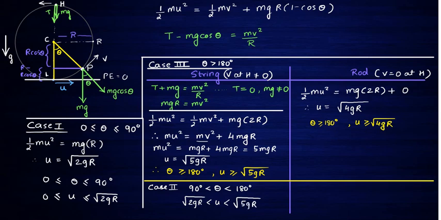and here u should be between under root 2gr and under root 4gr. So this is for 90 degree less than theta less than 180 degree. So case 2 does not need to be analyzed if we have the correct and perfect analysis of case 1 and case 3. Case 2 we automatically obtain.